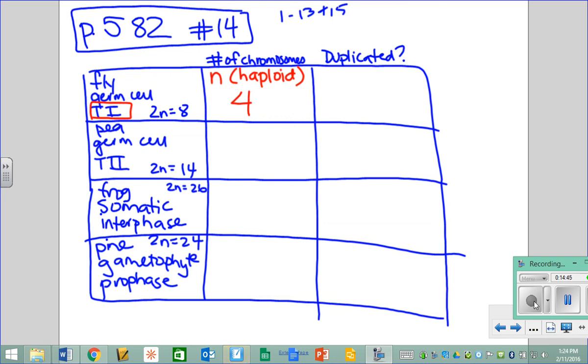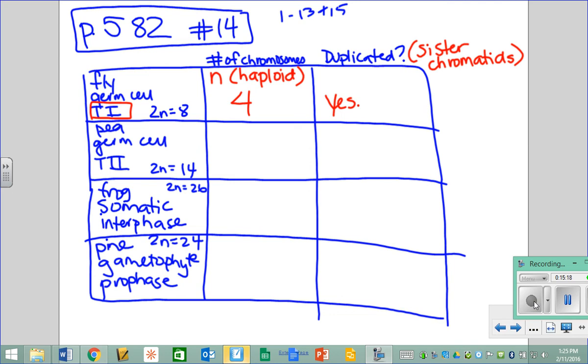Now the other question is, would they be duplicated? Would I still have identical copies of each of them? And the answer is yes. They would be duplicated. The sister chromatids, which is what a duplicated chromosome is, so I'll just put that here. Sister chromatids do not separate until meiosis II.